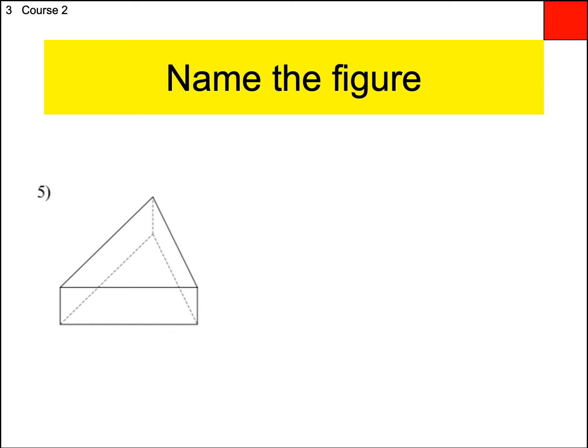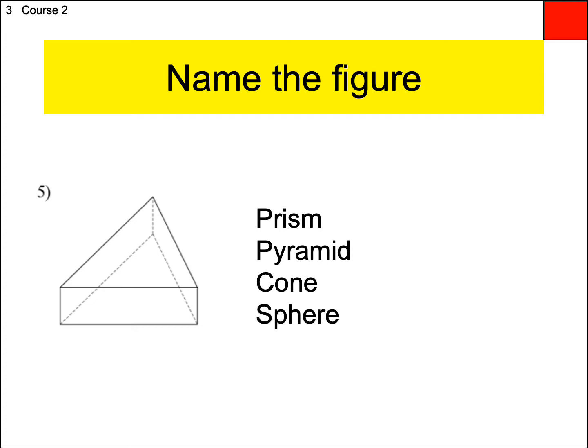All right, what did you guys get? This one can be confused with a pyramid, right? Remember, pyramids have sides of triangles. And look at the sides of this one. They are rectangles. Therefore, this is a prism.